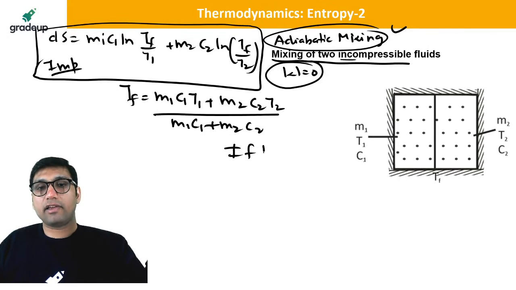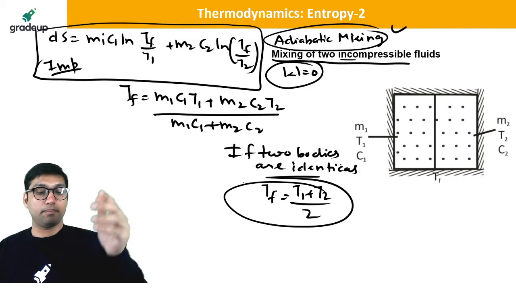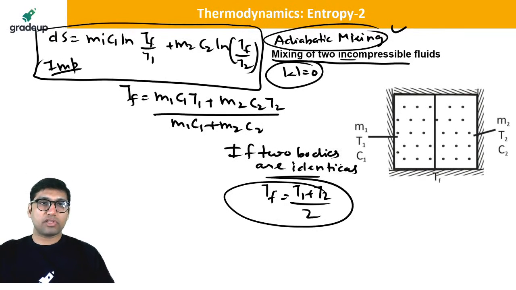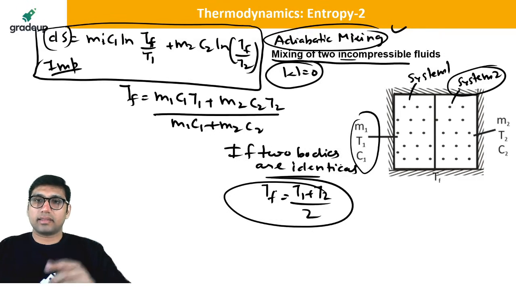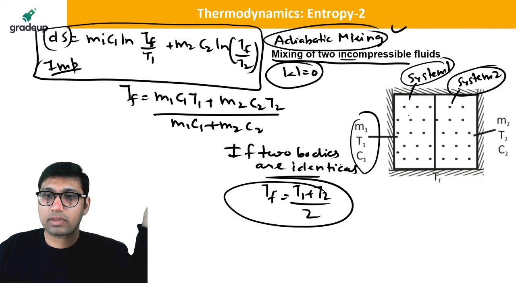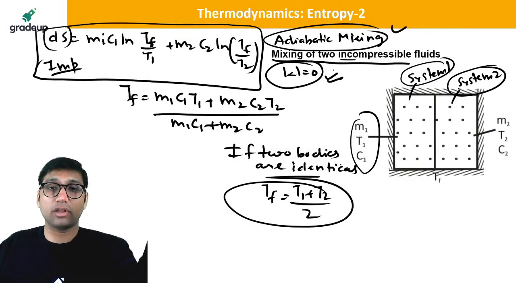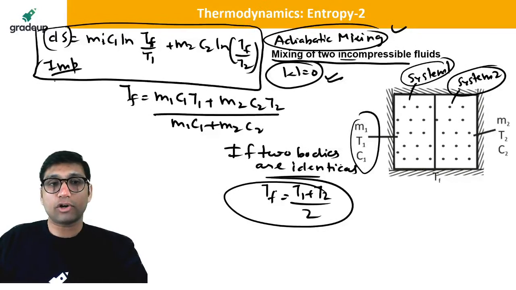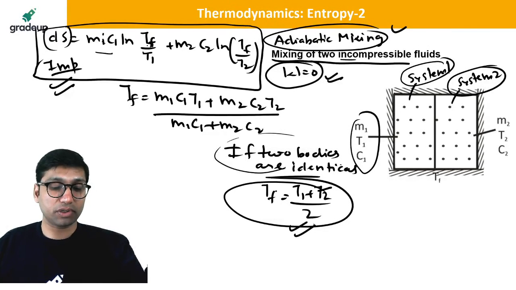If the two bodies are identical, your final temperature will become the arithmetic mean of these two temperatures. These are very important results. The total entropy change will be equal to m1c1 log of final temperature by initial temperature of system 1, plus the same for system 2. Let us say there is some incompressible fluid, some liquid, in both systems. If these two systems mix, there will be some increase of entropy because work transfer is zero here, which means all the energy goes into increasing the entropy. If the bodies become identical, the final temperature will be T1 plus T2 by 2. You have to put this final temperature here and solve the question.